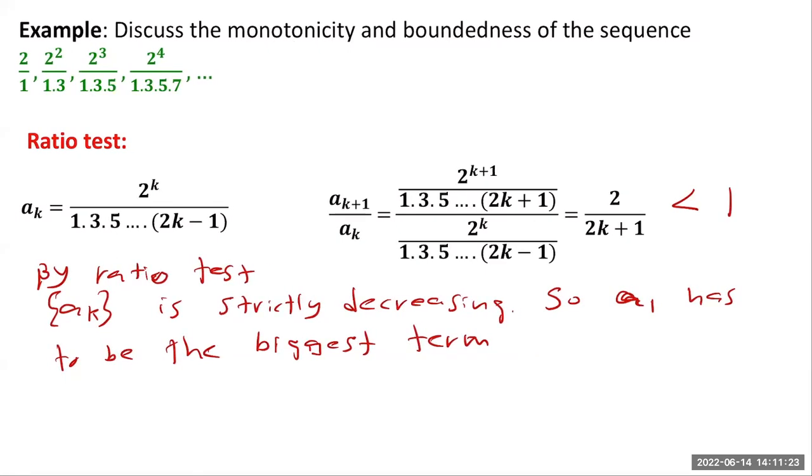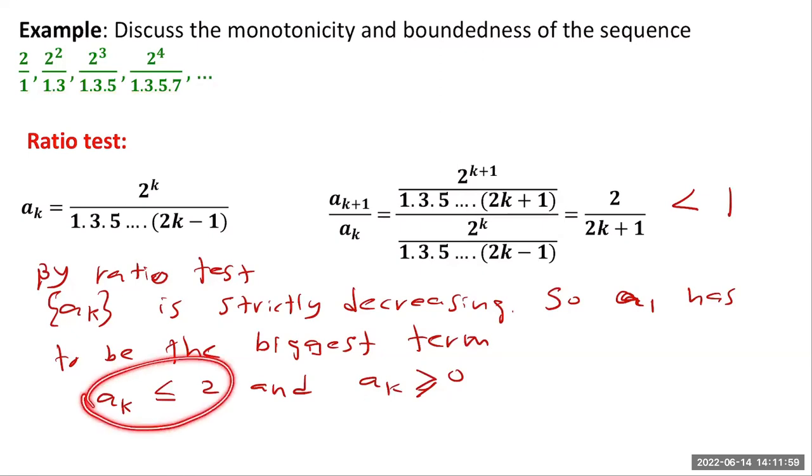But notice that all the terms of the sequence are positive, right? That means these terms of the sequence are bounded below. So your a_k is always less than or equal to 2, which is the first term. First term is 2. And a_k is always greater than or equal to 0, because all the terms of your sequence are positive terms.